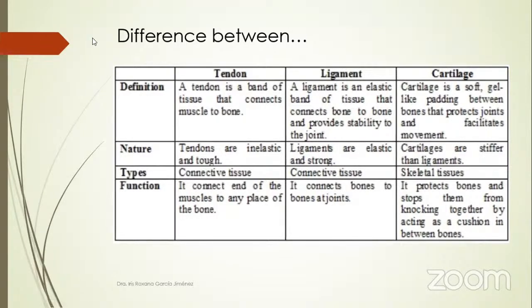For example, tendon. A tendon is a band of tissue that connects muscle to bone. The ligament. A ligament is an elastic band of tissue that connects bone to bone and provides stability to the joint, right? And the cartilage is a soft, gel-like padding between bones that protects joints and facilitates movement. So taking the definition, easy to make, easy to understand, easy to work with this.